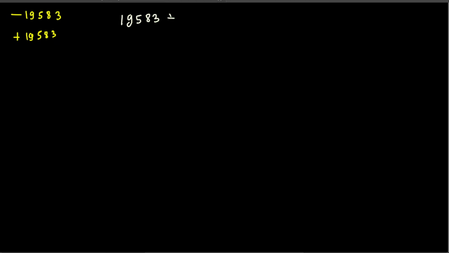19,583 divided by 2, that gives us 9,791, and the remainder is 1. And the 9,791 divided by 2, that gives us 4,895, and the remainder is 1.